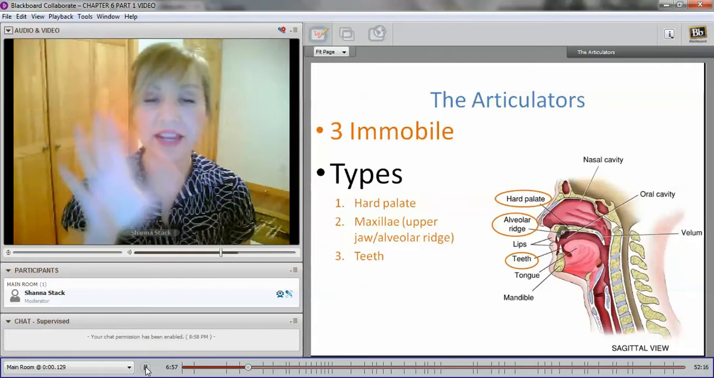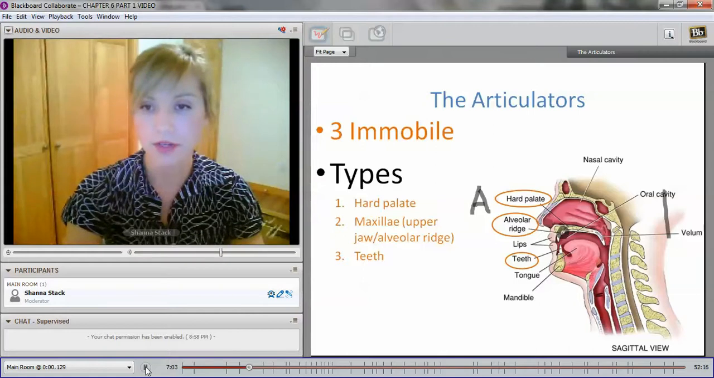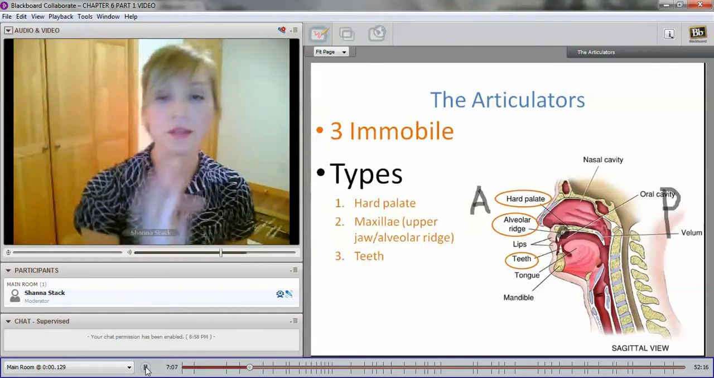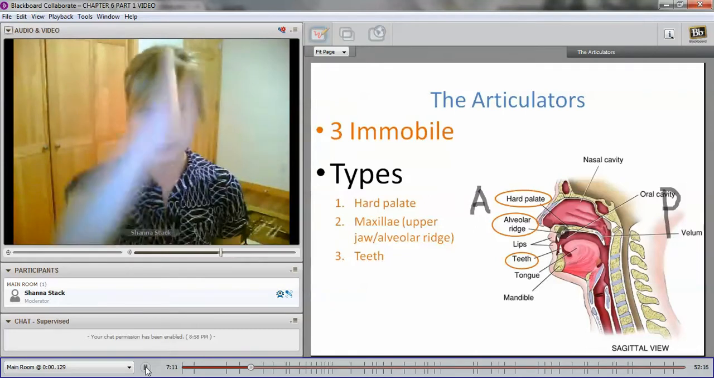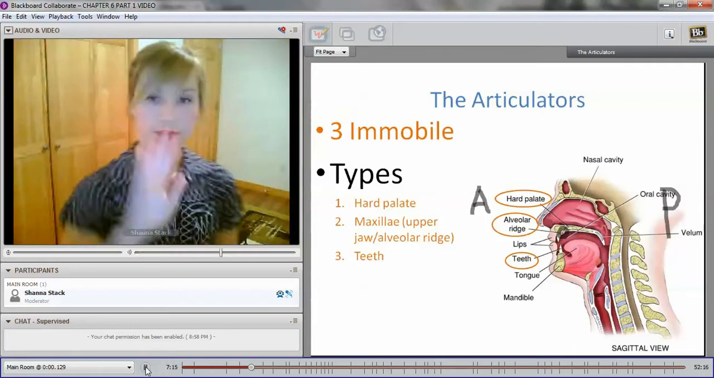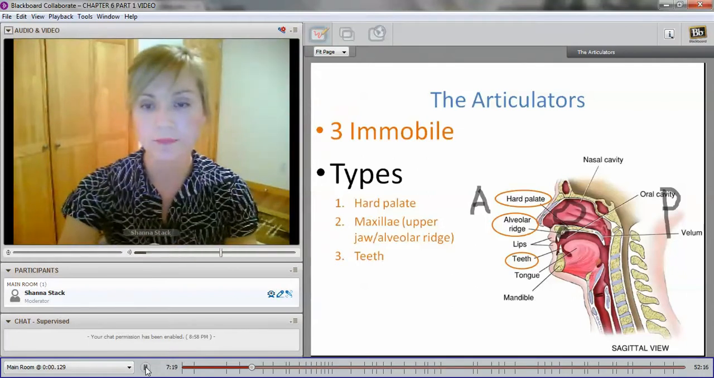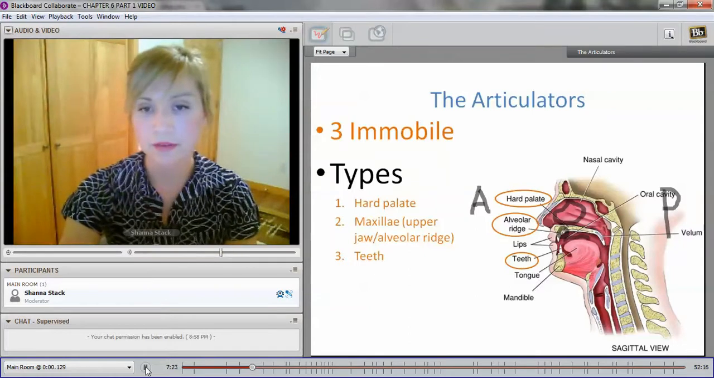And I should orient you. This is the anterior. This is posterior. And this is a mid-sagittal view of a human body. So basically, we've cut the body in half, and then we're looking sideways. Just so you have some orientation, this is the nasal cavity. This is the oral cavity. This is the tongue.